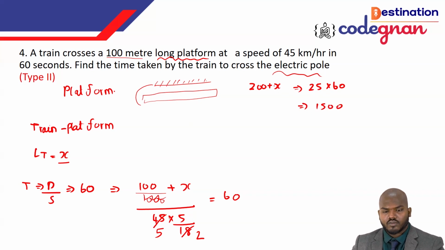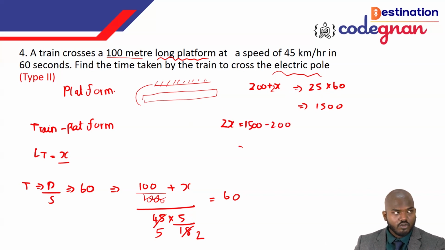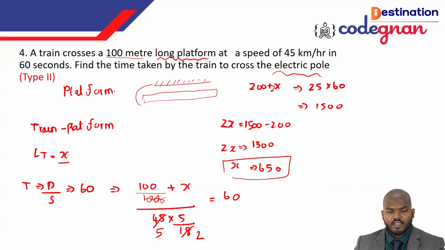This will come as 2x. So 1500 will come here, and you take the 200 this side. That is 2x equals 1500 minus 200, which is 1300. So 2x equals 1300, and x equals 1300 over 2, which is 650. So 650 meter is the length of the train.